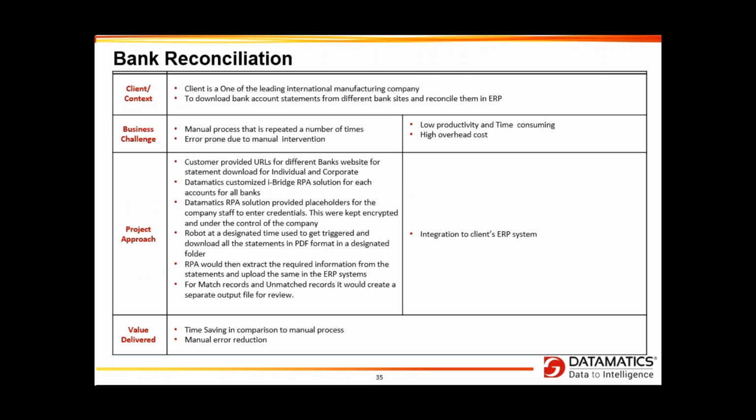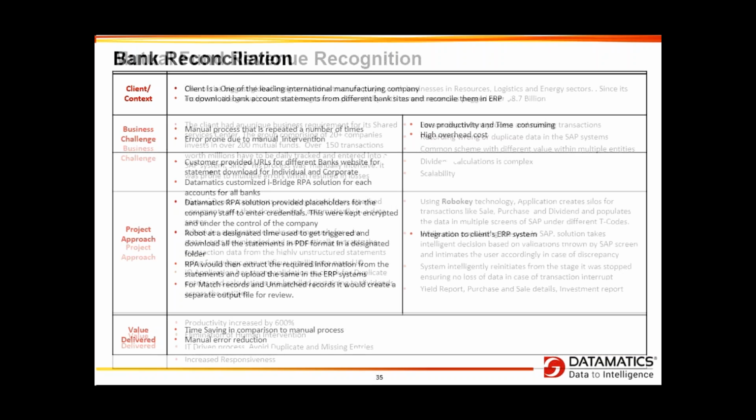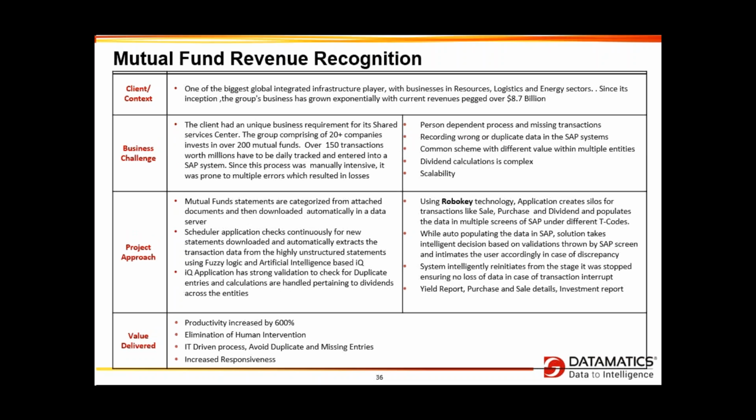In manufacturing also we have lots of cases. Bank reconciliation, and this we already talked about. Mutual fund revenue recognition I already talked about, that they have group companies, 20 plus, and 200 mutual funds investments, and millions worth of transactions are to be checked. So they buy and sell the mutual funds, they have to recognize their revenue, and if there is income from the sale or purchase, or if they get dividend or the NAV difference, that they were doing manually. We have automated the process.